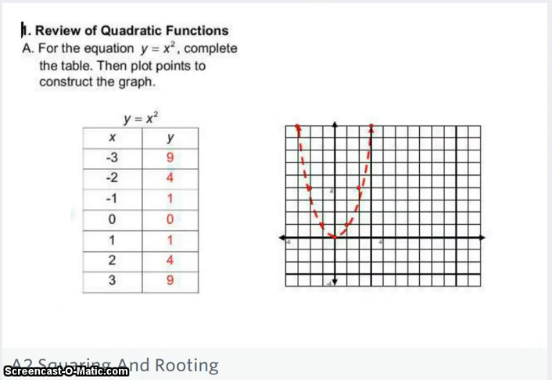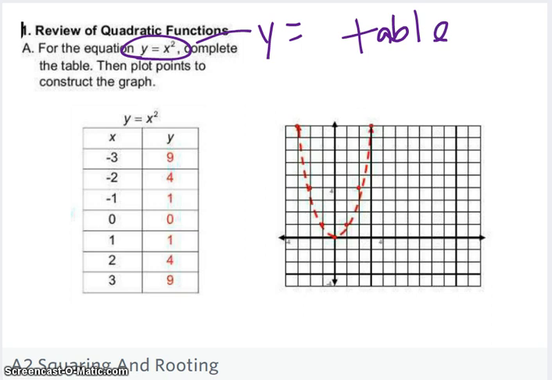So, another review of quadratic functions. If they give you the equation y equals x squared, you would put that in your calculator at y equals, and you would look at your table. Then you could fill in the table they gave you. When x is negative 3, y is 9. For negative 2, you get 4. For negative 1, you get 1. 0 is 0. 1 is 1. 2 is 4. And 3 is 9.